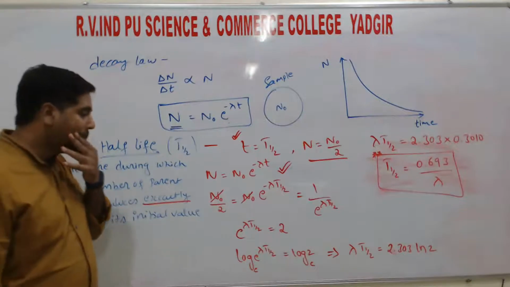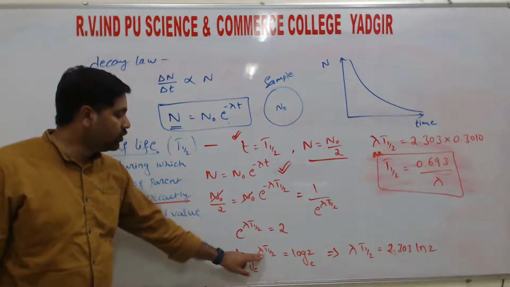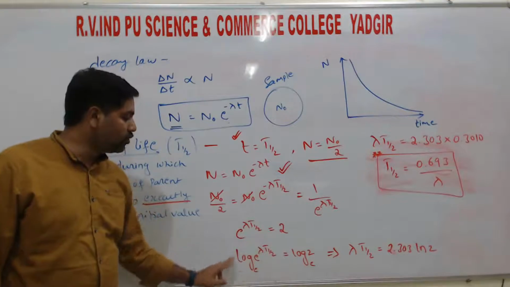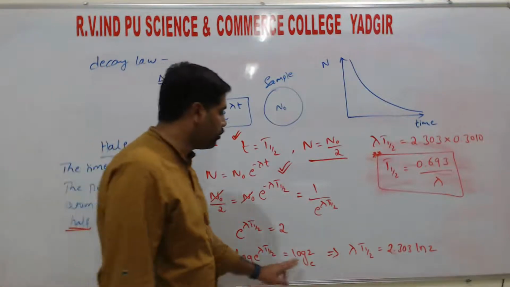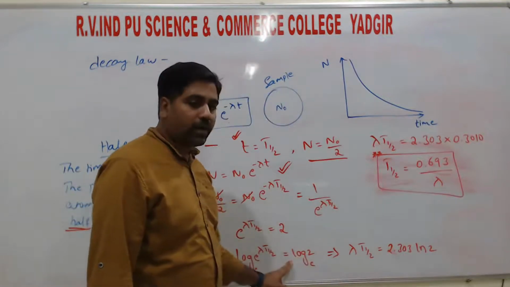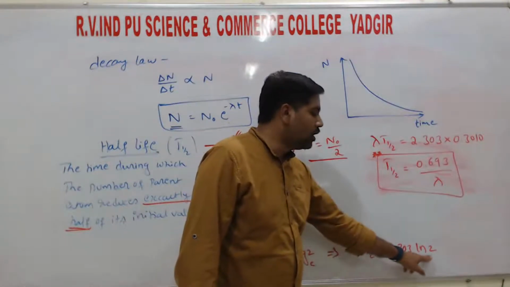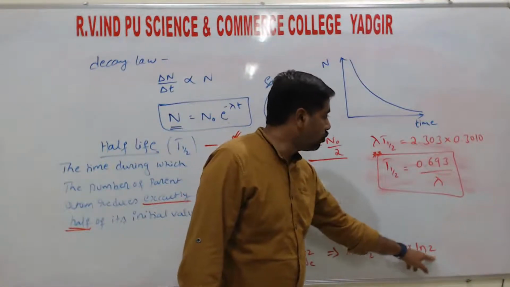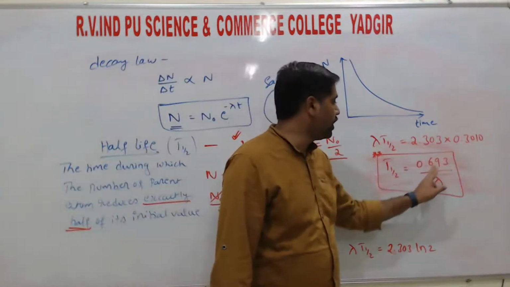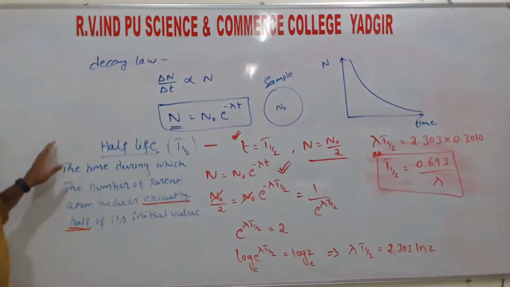Right? So taking the logarithm, base e or ln, this goes to the left side. So lambda t half log e base e, this value becomes 1. So lambda t half into 1, we get lambda t half. Now we convert the natural logarithm into log base 10. For that we multiply by 2.303 log 2. For log 2 we have the value 0.3010. If you multiply these two values, we get 0.693 divided by lambda. Right? So this is the half-life.